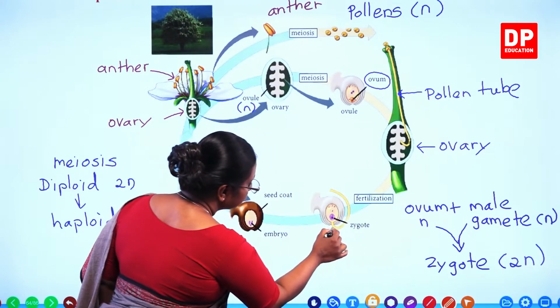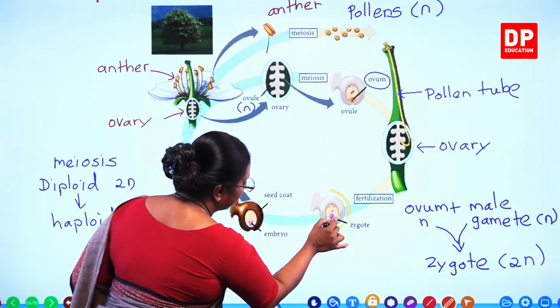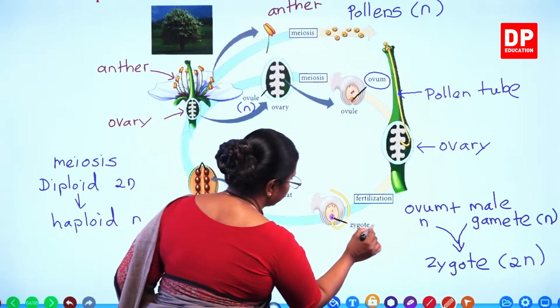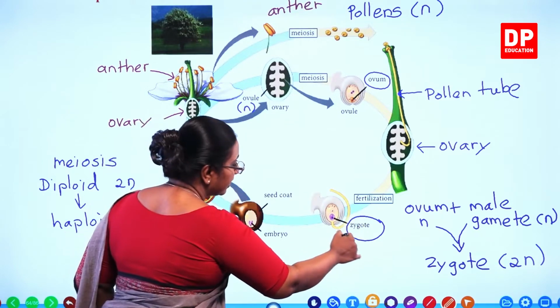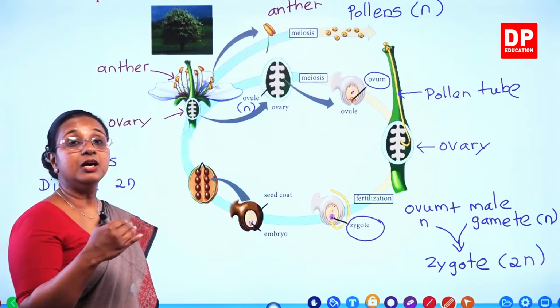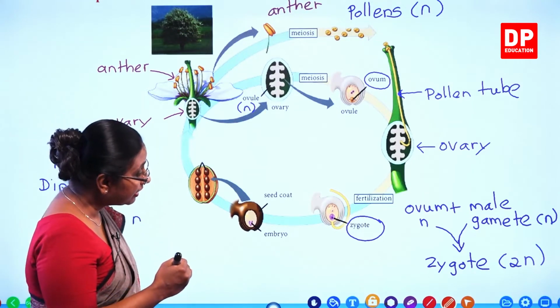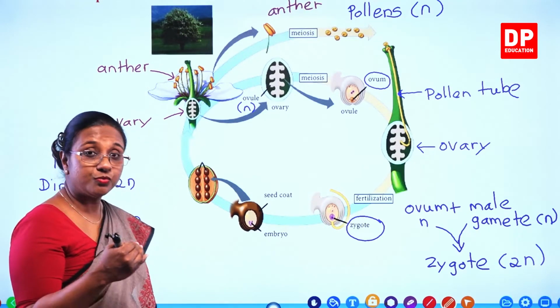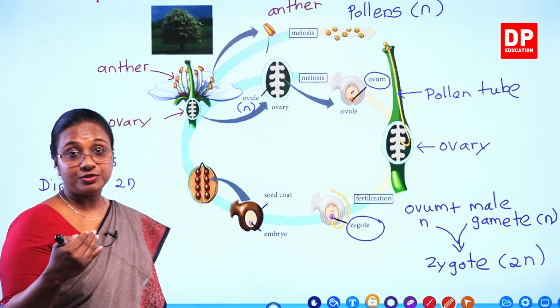Here you can see this is the pollen tube again. This is the ovum inside that has been fertilized. So we have the zygote there. Once the zygote is produced, the ovary becomes the fruit. The fertilized ovum becomes the seed. So there the seeds and fruit are produced.